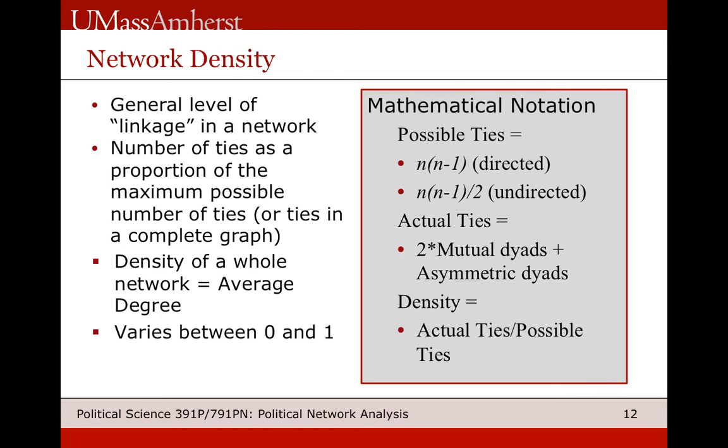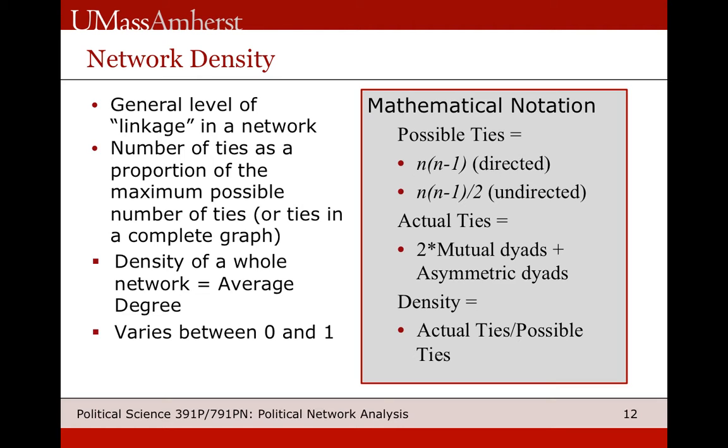Now, why does this become quite important? Because it helps us calculate in a pretty straightforward fashion network density, or the general level of linkage in a network. What you're aiming for in a measure of network density is to come up with, out of all the ties that could be in a network if it were fully connected or complete, which is a concept we learned last week, what proportion of all the ties that could exist actually exist? That's going to be our concept of density.